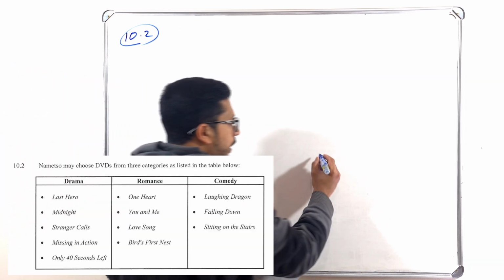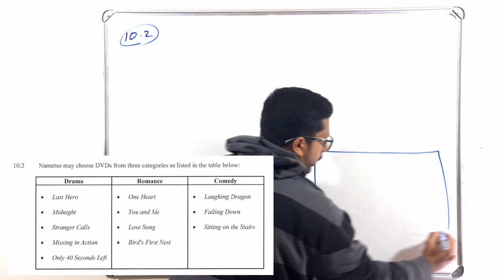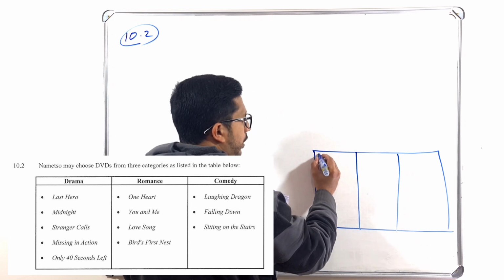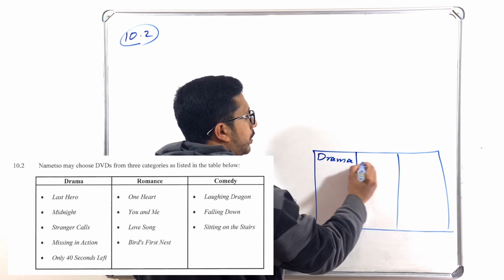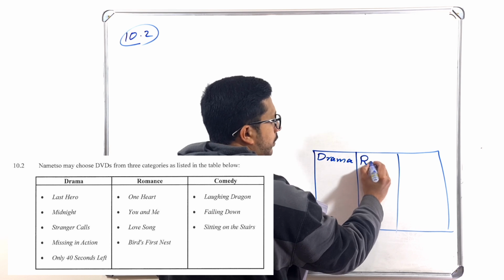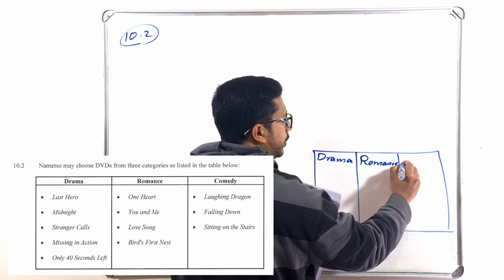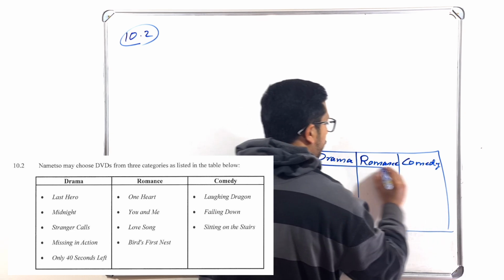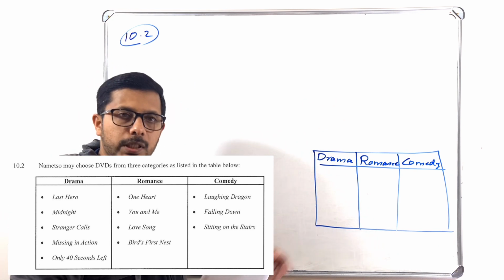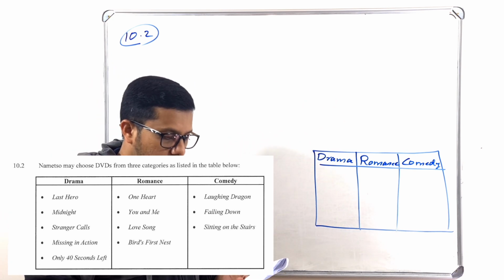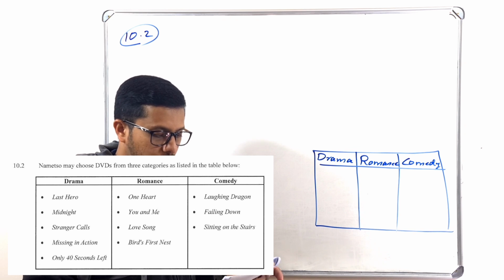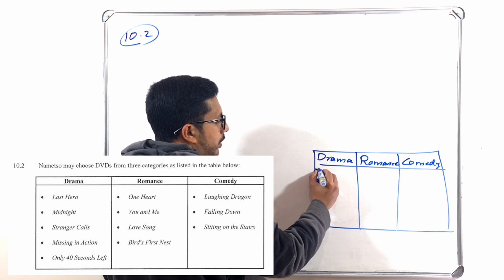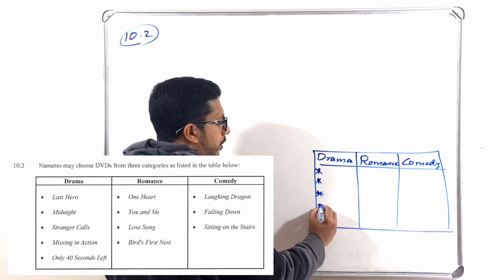Okay, so there are 3 categories of CD. What are the 3 categories? First one is drama, second one is romance, and the third one is comedy. So in drama, how many different categories are there under drama? 1, 2, 3, 4, 5 categories, right? So under drama, you can see that there are 5 different categories.